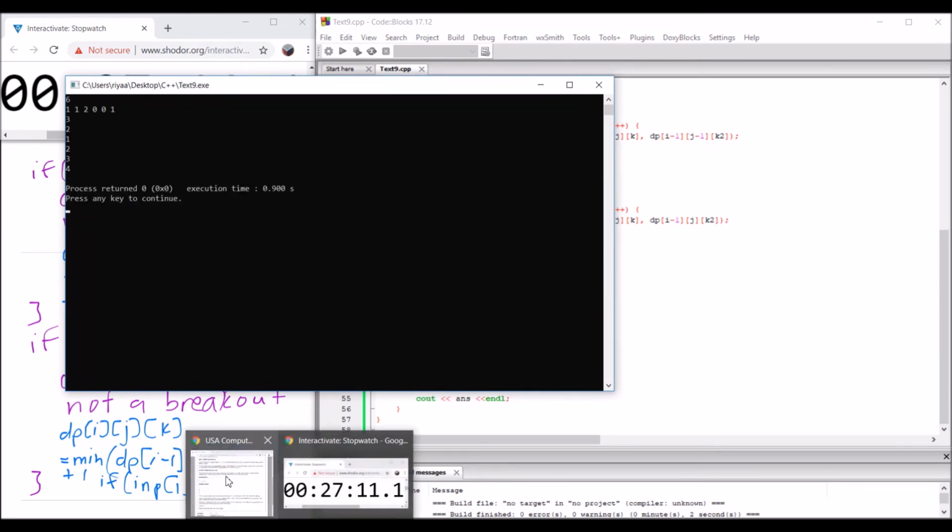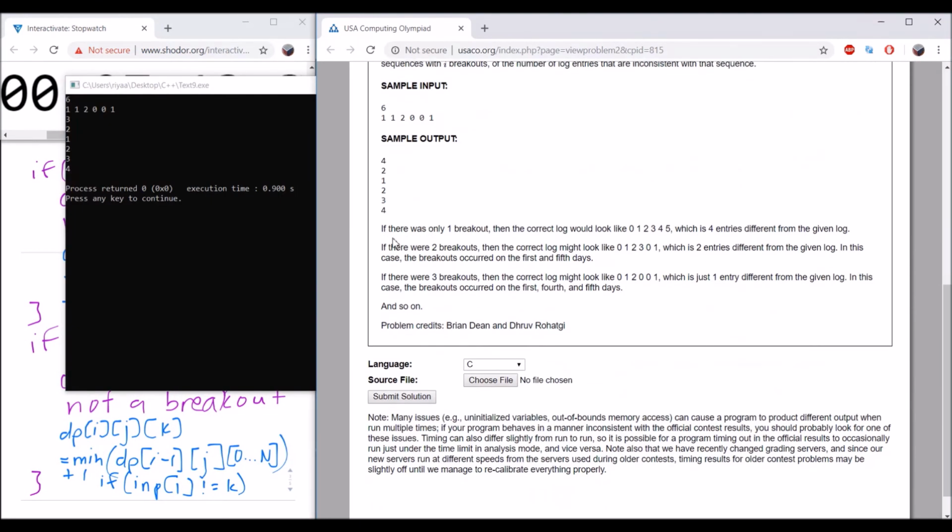Let's compare that with the answer. Oh, this is not right. Okay, let's see. The 4, 3, 2, 1, 2 is right. The first one is not 4. Okay, let's see what they have. 0, 1, 2, 3, 4. 4 and 3 is different. That looks about right.